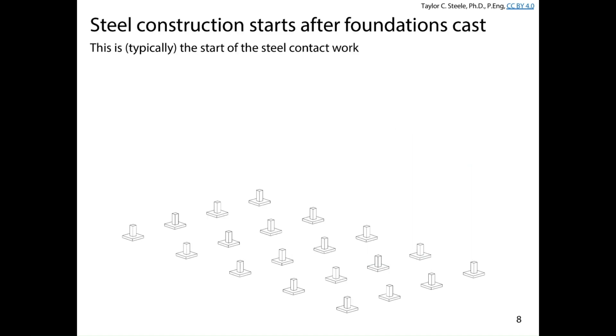Generally, the start of the steel construction contract starts once these concrete foundations are in the ground and backfilled. I don't show the backfill here because I want you to see what the foundations look like. These would be shallow foundations. Maybe you can do shallow foundations on a site, maybe you can't. You'll learn about that in foundation engineering this term. But in general, the steel contract starts by the time that they've got these concrete footings in place.